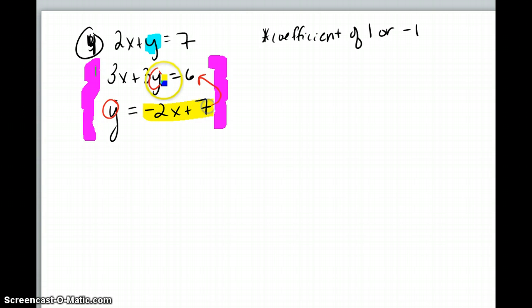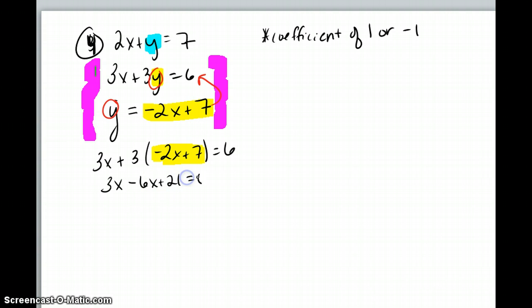This one equals negative 2x plus 7, so when I substitute in for y, it should also look like negative 2x plus 7. So 3x plus 3, don't forget the 3 in front, in parentheses, negative 2x plus 7 equals 6. Notice how this matches. I replaced this y with the y below it, and the y below it equaled negative 2x plus 7. Now I solve it like a typical equation. I get negative 3x equals negative 15, so x equals 5.